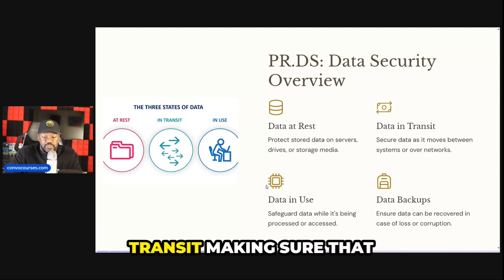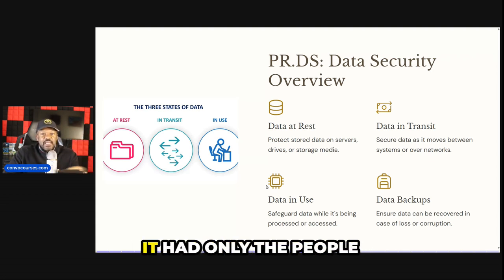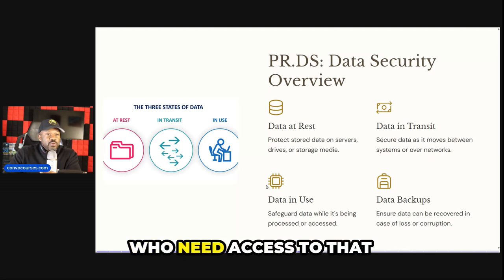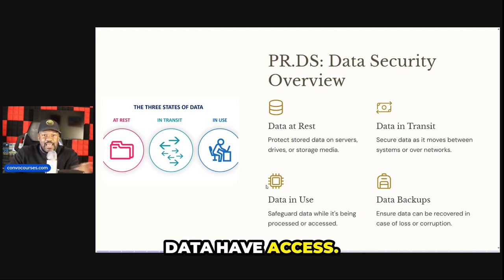Then you have data in transit, making sure that when the data is moving from point A to point B, only the people who need access to that data have access. It can be encrypted from point A to point B, and it can only be opened by the person who's on the other side of it.